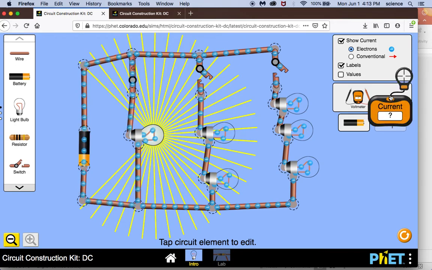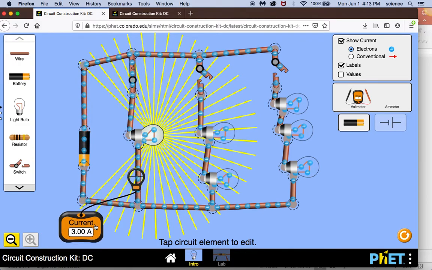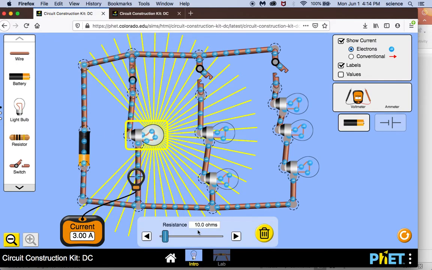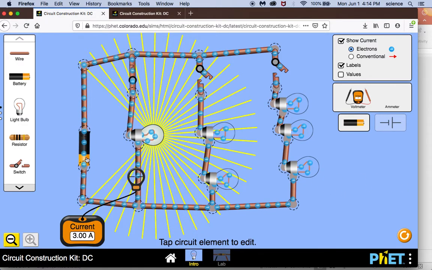Not only can I see how bright it is, but if I wanted to, I could actually check the current that's going through there, and there is 3 amps of current going through that. This is a 10 ohm bulb, and I set the voltage to 30 volts. So that makes sense. 30 volts over 10 ohms is 3 amps.